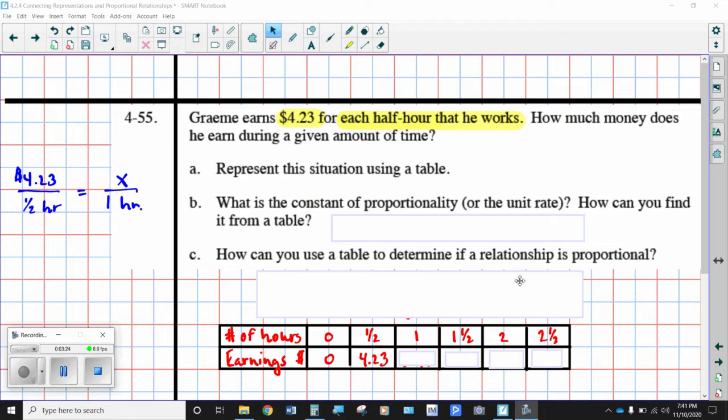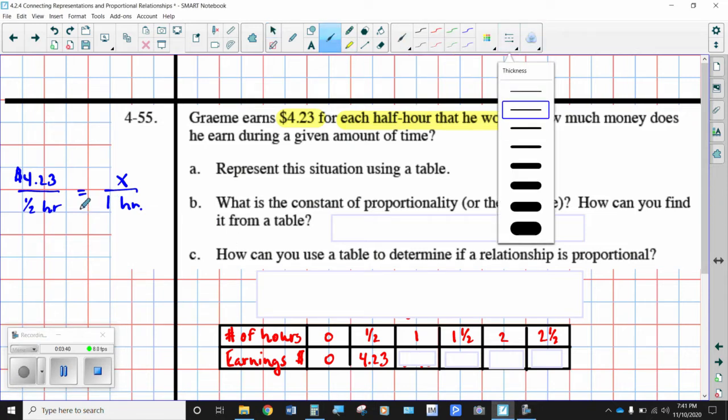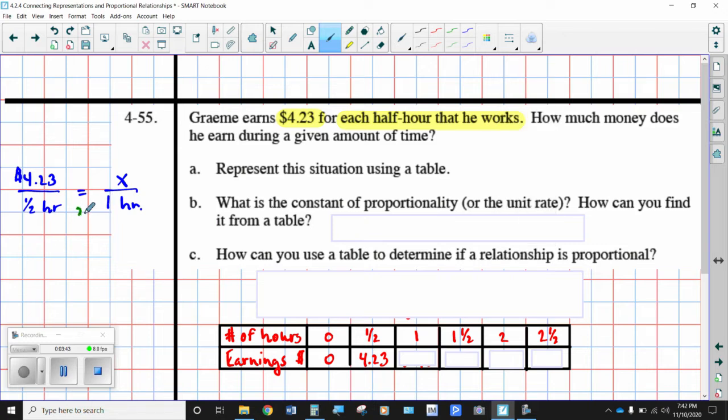All right, so let's take a look at this. If we know that he makes $4.23 in a half hour, then if you double the half hour, you're going to get how much he makes in an hour, right? And that would be our unit rate. So if we think about this, what would you multiply times 1/2 to give you 1 hour? Well, that would be the number 2, wouldn't it? So if we double the time that he works, that'll double the amount of money that he makes. Therefore, in 1 hour, he would make $8.46, which happens to be the unit rate.